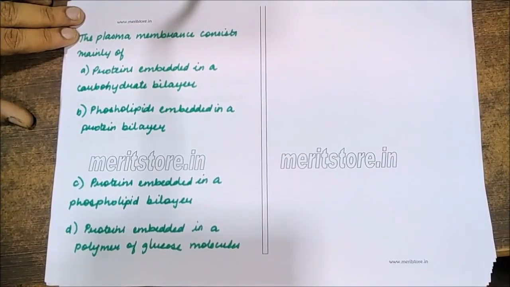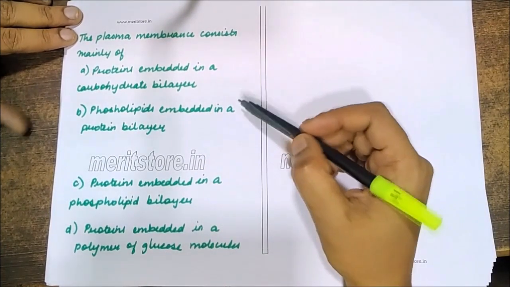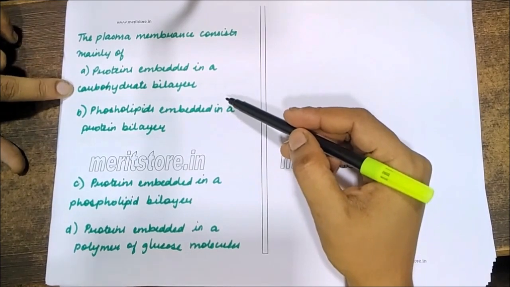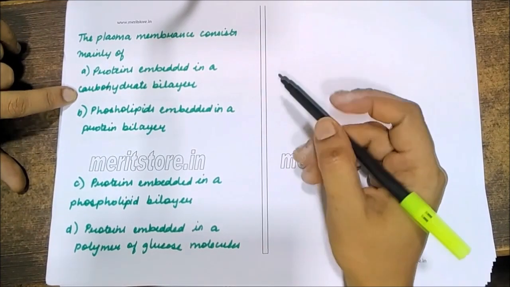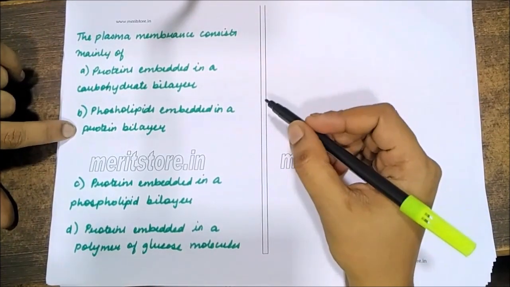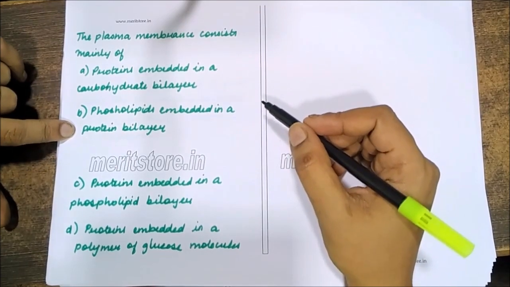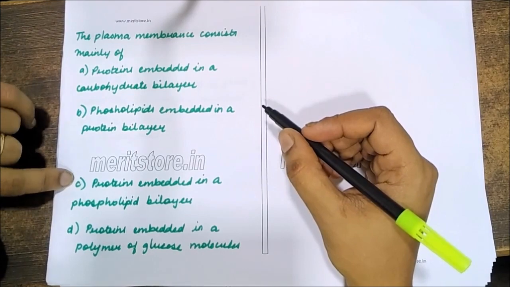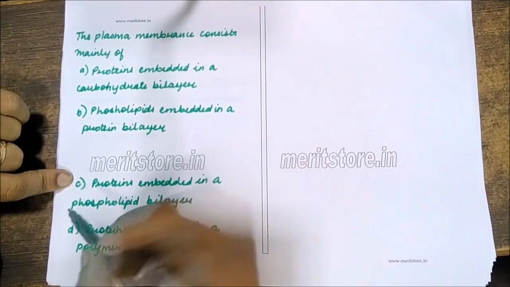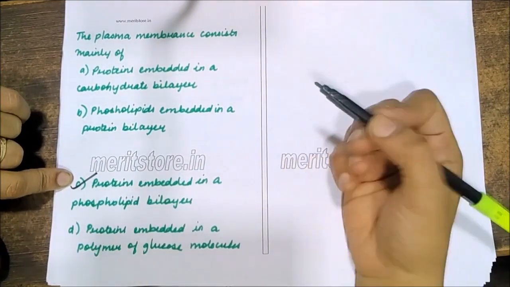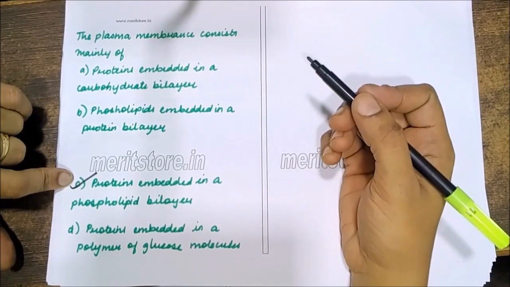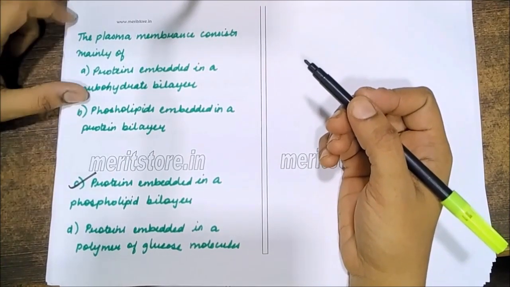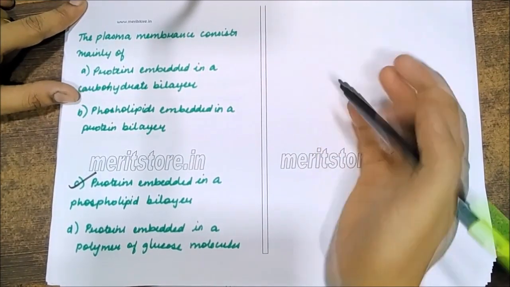The plasma membrane consists of, options given are proteins embedded in a carbohydrate bilayer. No, that's not the correct answer. Phospholipids embedded in protein bilayer. No, it is actually proteins which are embedded in phospholipid bilayer. So that's the description of plasma membrane, that proteins are embedded in the phospholipid bilayer.